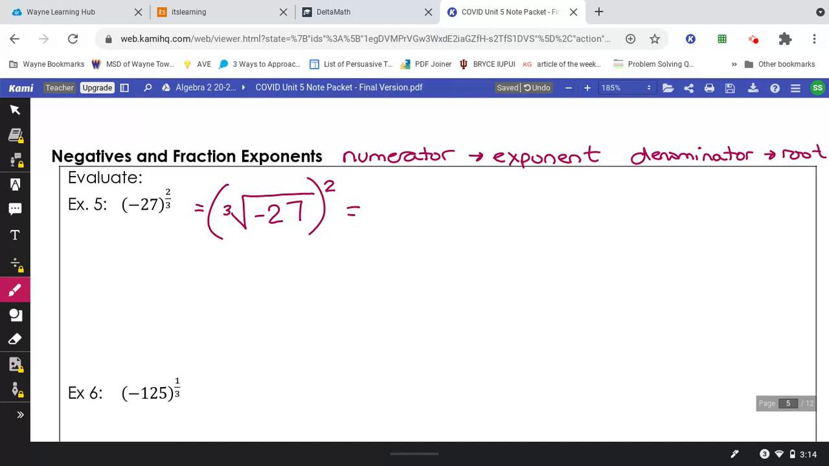Now I need to do the third root of negative 27. So I'm asking myself, what number times itself gets me negative 27? That would be negative 3. And then we square it. And negative 3 times negative 3 is positive 9.